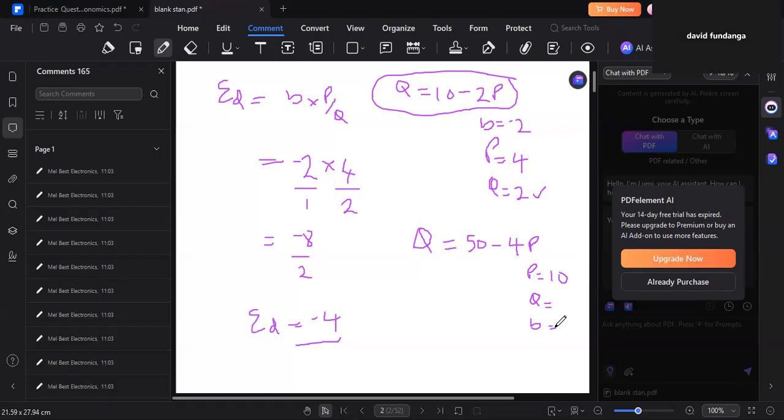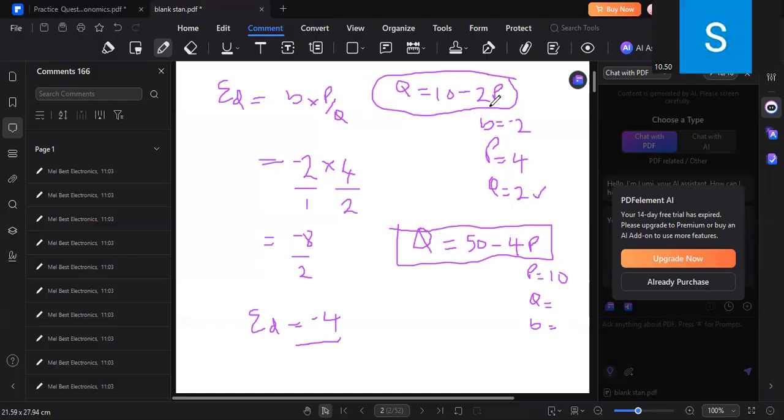B will be 8. Is it? Yeah, 8. This equation, what is your B? Here our B was what? -2. So B should be the easiest to identify.